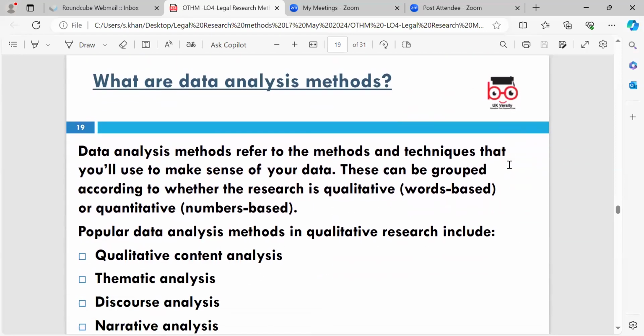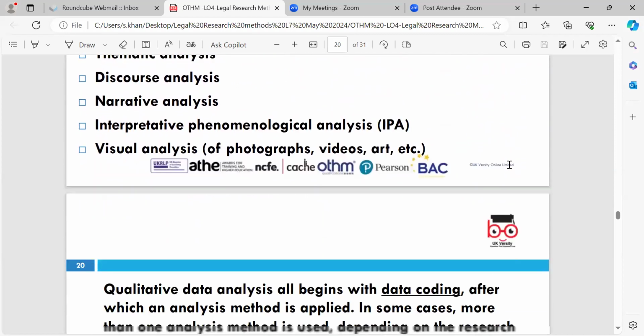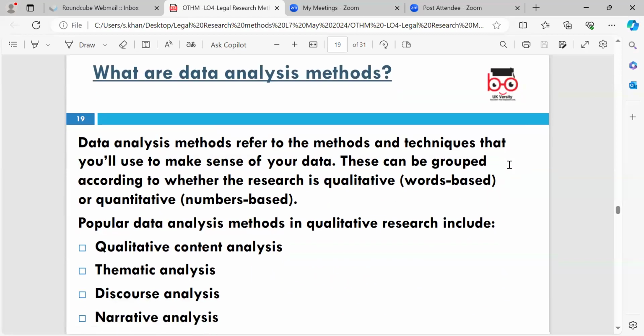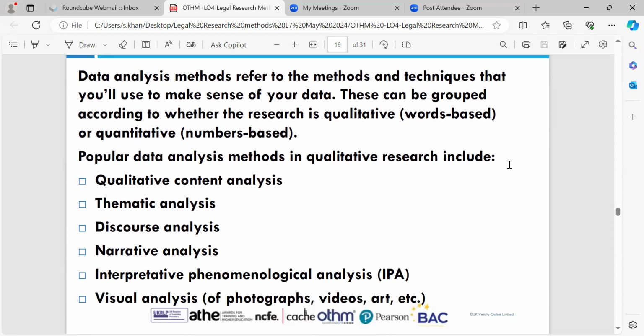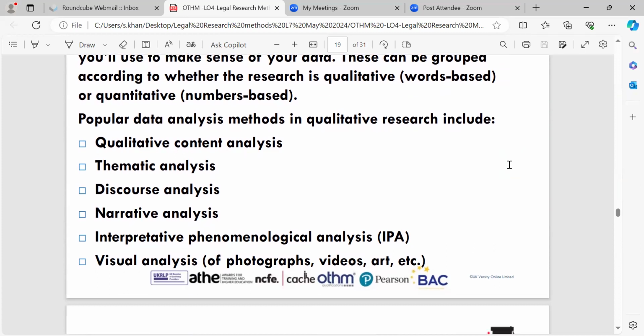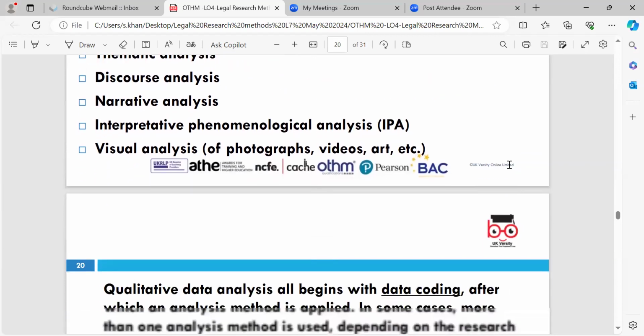What data analysis methods are there? Data analysis methods refer to the methods and techniques that you'll use to make sense of your data. These can be grouped according to whether the research is qualitative, which is word-based, as we mentioned, or quantitative, which is number-based. Popular data analysis methods in qualitative research are content analysis, thematic analysis, discourse analysis, narrative analysis, interpretative phenomenological analysis, IPA, and visual analysis, which is photographs, videos, and art.